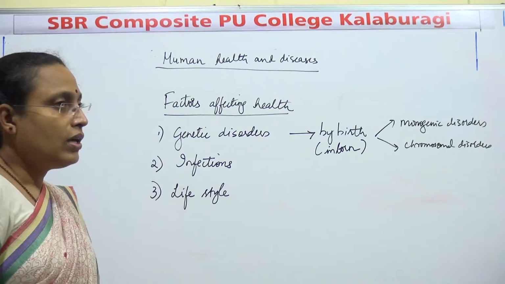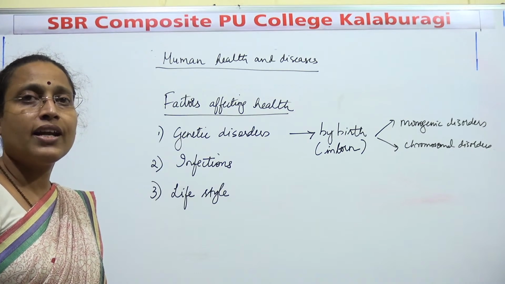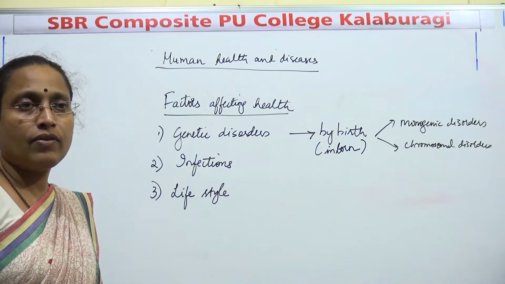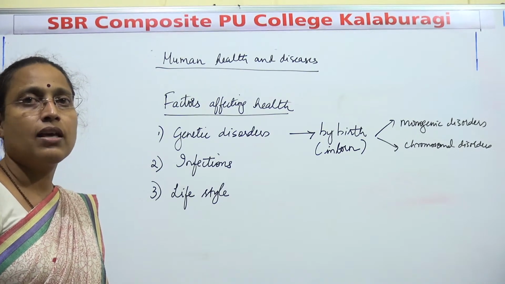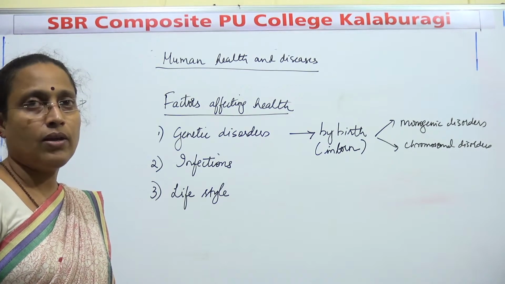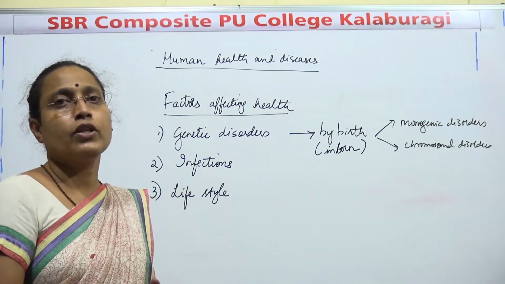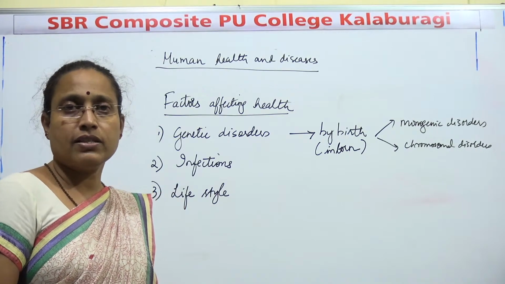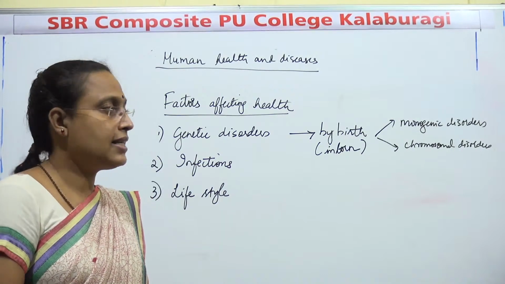Definitely these diseases will not allow a person to lead a normal, healthy life. Discomfort, inability, mental retardedness, physical retardedness, lack of comfort, all these. Not being able to lead a normal life, interfering with normal daily activities. Definitely, therefore, it should be lack of health. So genetic diseases are by birth.